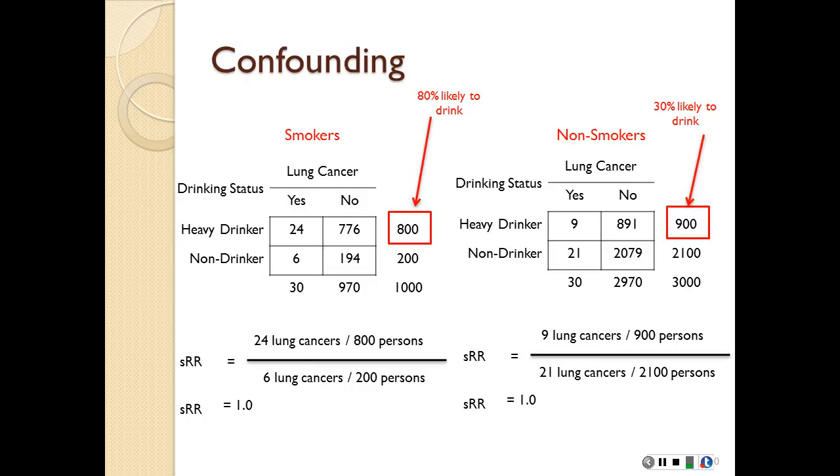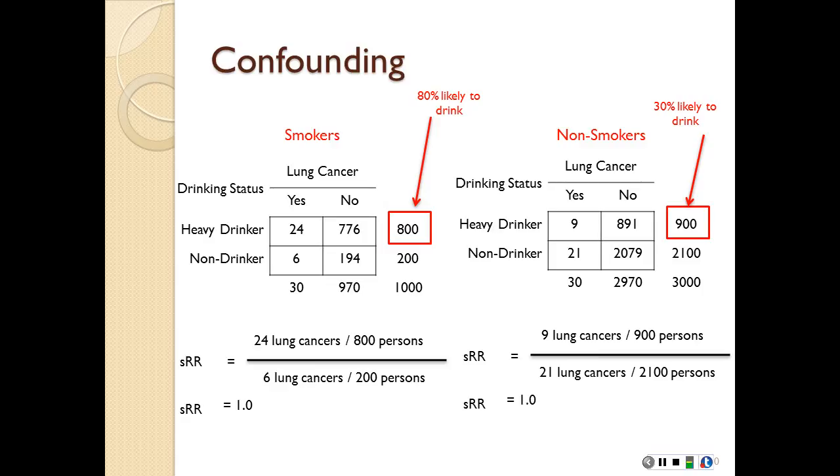Now we want to look at the stratum-specific estimates. So we can calculate the relative risk among smokers. And if you do that, you get a relative risk of 1. And you can calculate the relative risk of non-smokers. And you get a relative risk of 1. So let's look at these two estimates. The stratum-specific relative risk. So remember, the crude relative risk was 1.65.